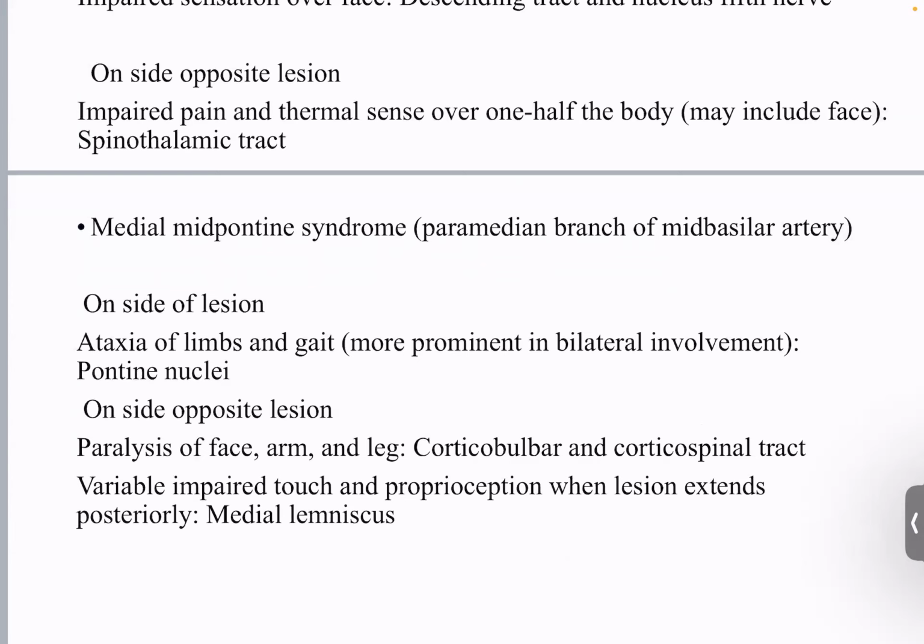Like that things go. So I think now if you read the same thing again in short, something you can get. Right? The rule of three, remember these three rules in brainstem localization.